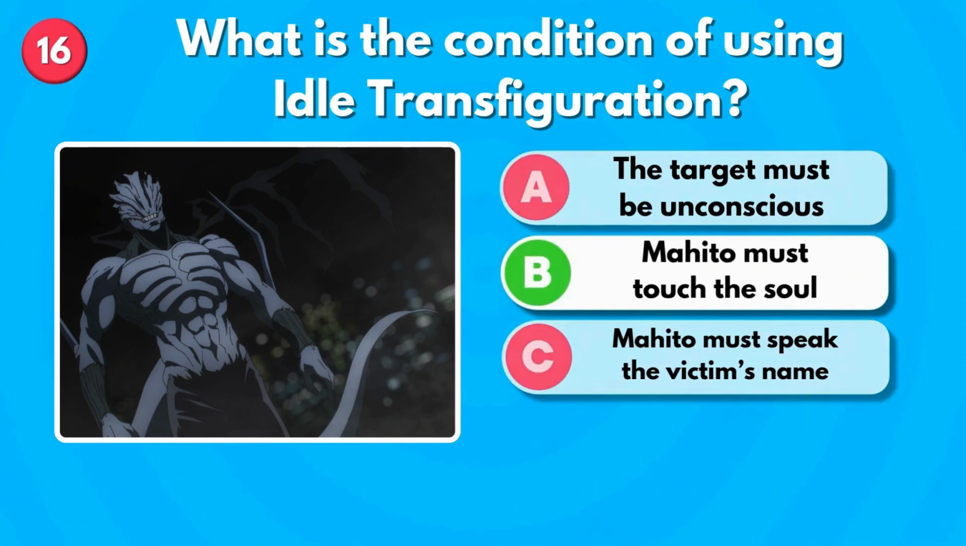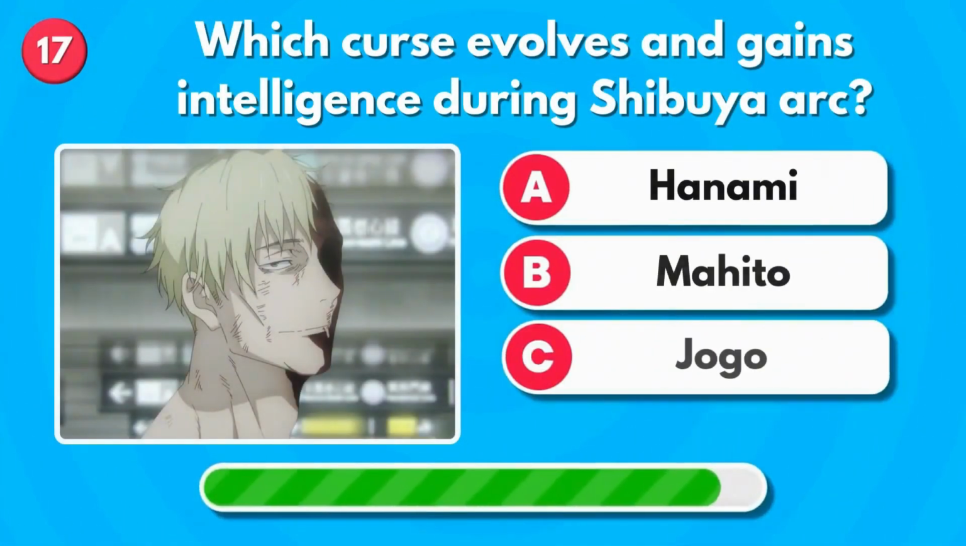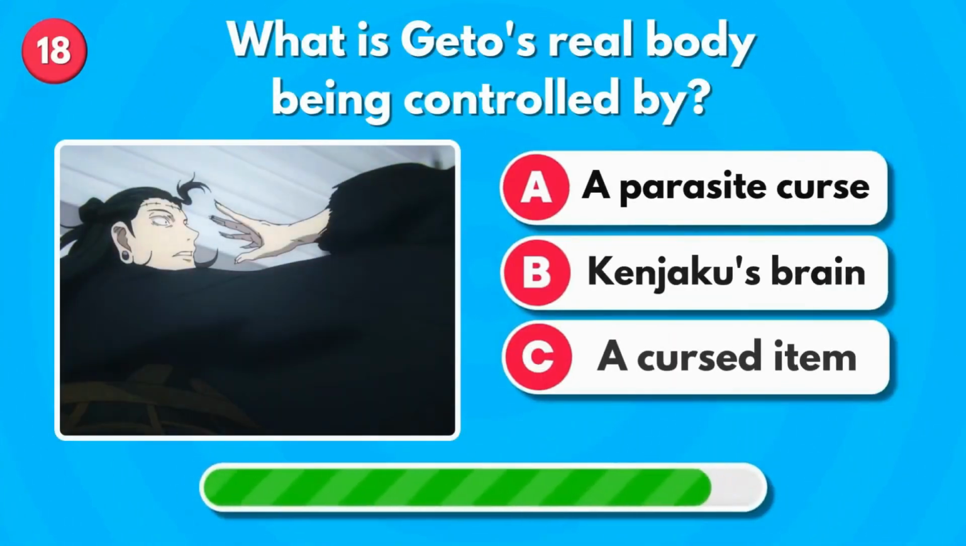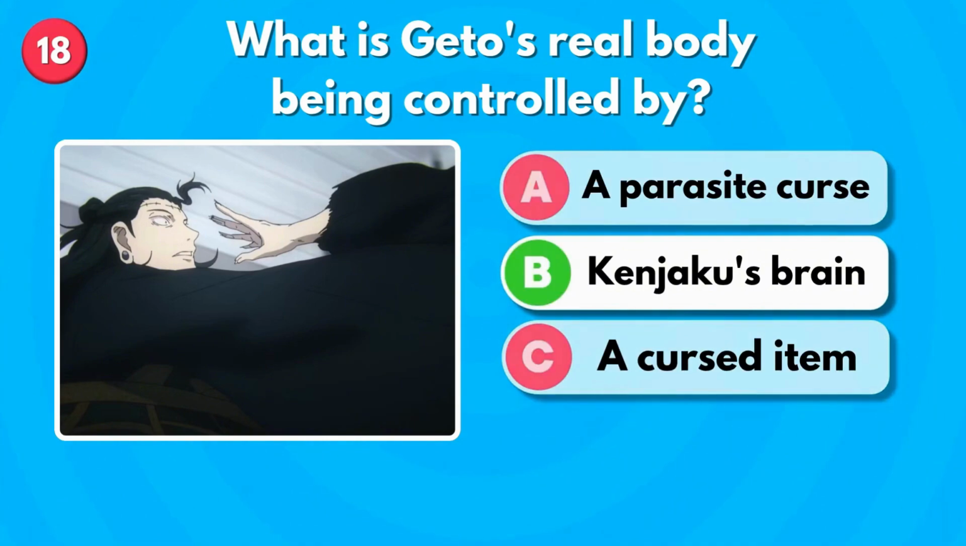Mahito must touch the soul. Which curse evolves and gains intelligence during Shibuya arc? Mahito. What is Geto's real body being controlled by? Kenjaku's brain.